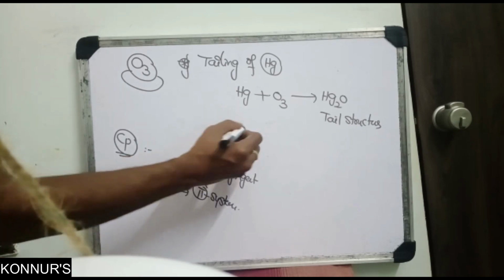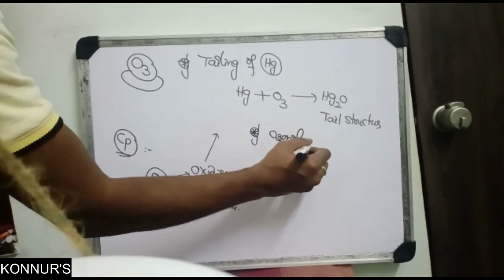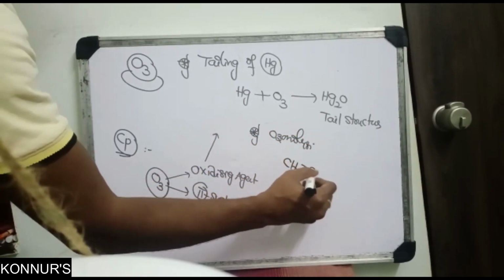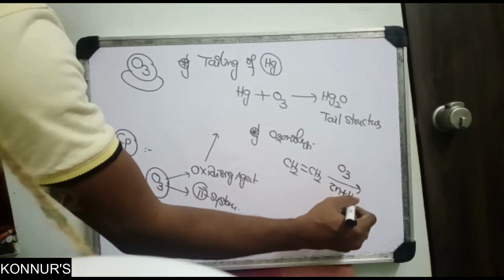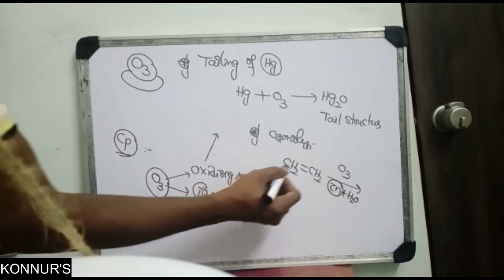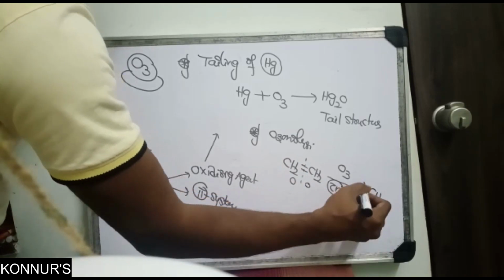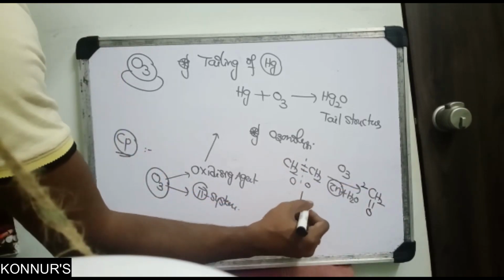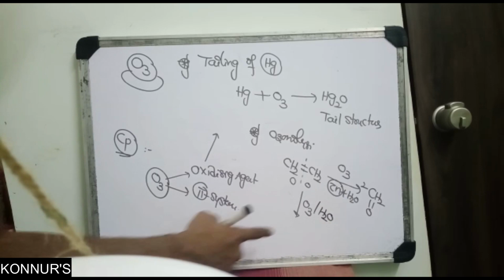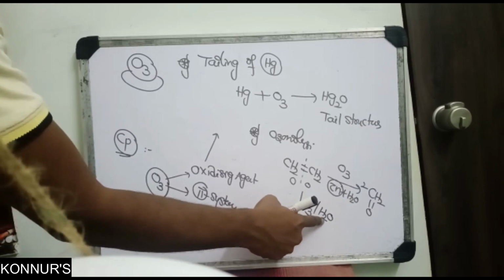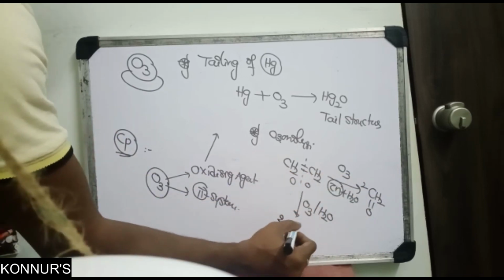Next, pi bonded system, which we call ozonolysis. CH2 double bond CH2 treated with ozone, then zinc plus water, in the presence of zinc. You directly break the two bonds and add oxygen on both sides. So you get formaldehyde, 2 moles. Suppose you treat with only ozone and water, then one oxygen comes in and hydrogen peroxide is formed. So that's why the formaldehyde becomes formic acid.